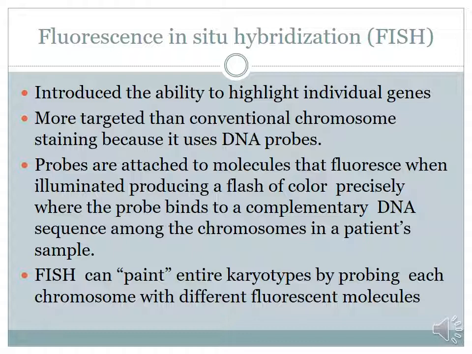Using a FISH probe is a little like a search engine finding the word hippopotamus in a book compared to pulling out all words that have the letters H, P, and O. FISH can paint entire karyotypes by probing each chromosome with several different fluorescent molecules. A computer then integrates the images and creates a unique false color for each chromosome. Many laboratories that perform amniocentesis or CVS use FISH probes for chromosomes 18, 13, 21, and X and Y to quickly identify the most common problems.